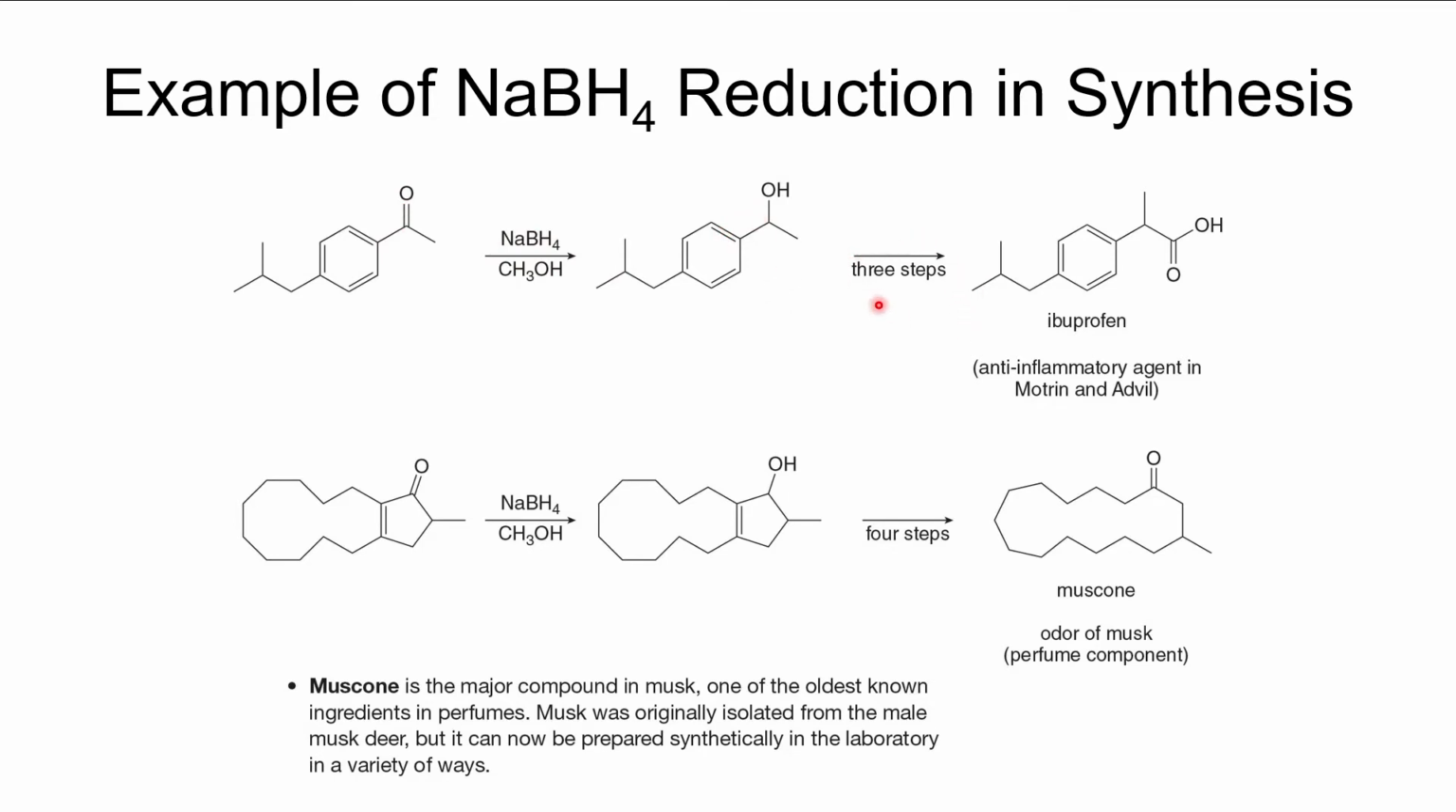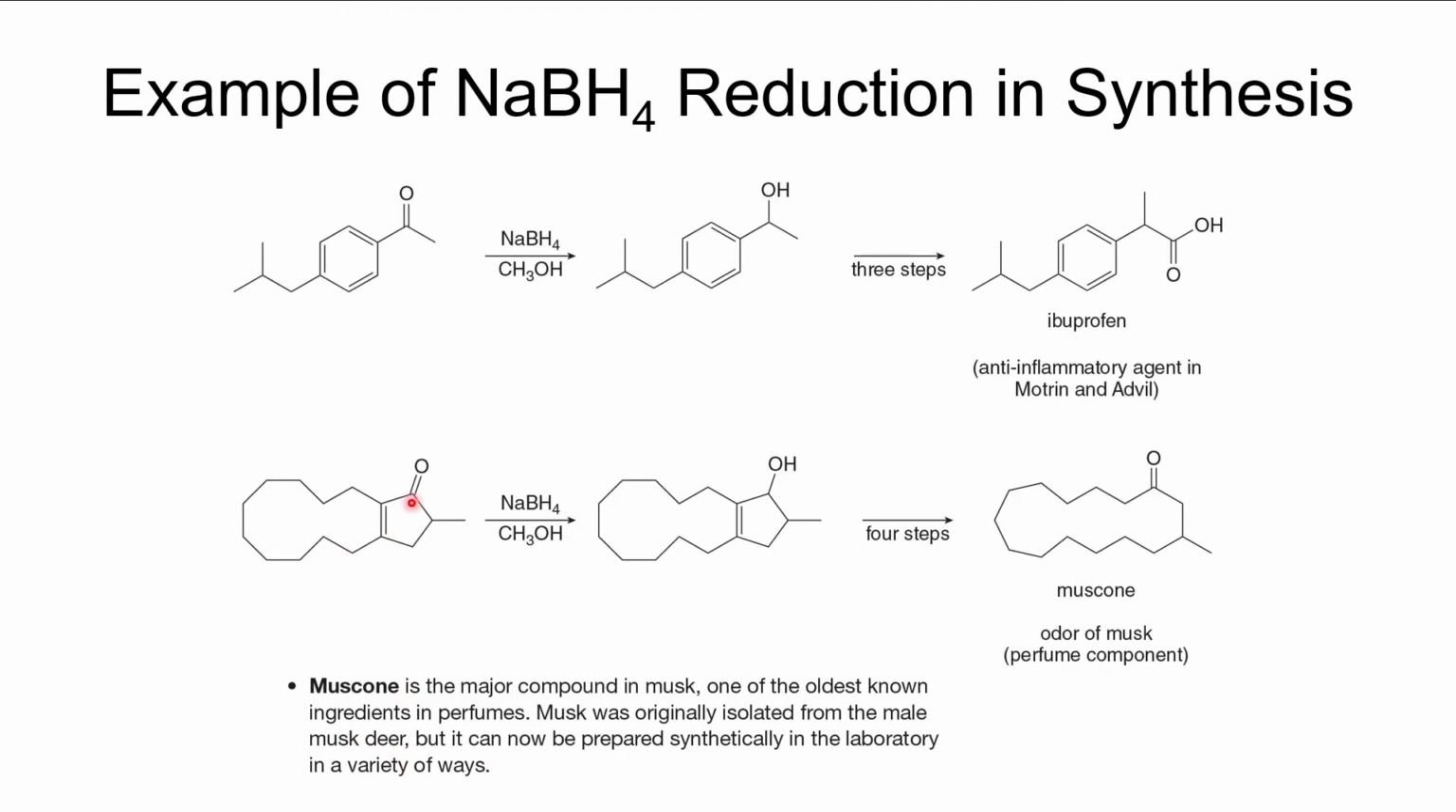And then doing a couple of additional steps, adding a carbon in here and then doing an oxidation to give a carboxylic acid, we can get ibuprofen, which is a commonly used non-steroidal anti-inflammatory drug, or an NSAID, as they're commonly called. So, over-the-counter medicine. All right, and then we can make muscone, which is an oil that is isolated from deer, but you can also make it synthetically.